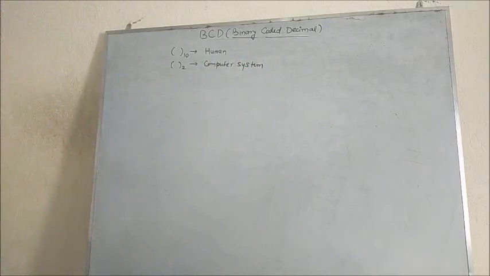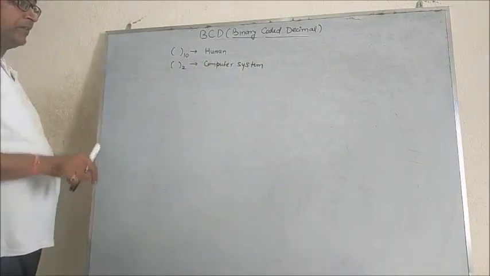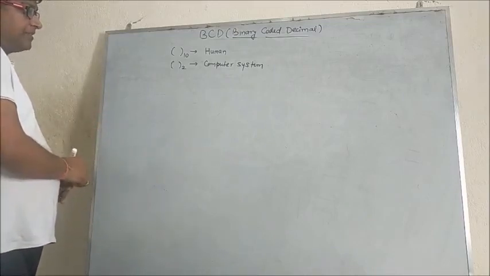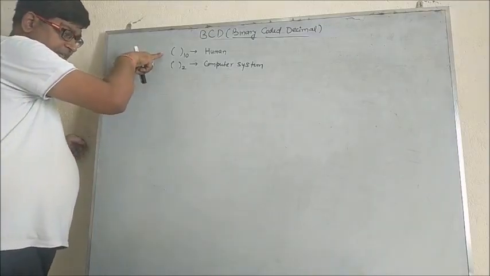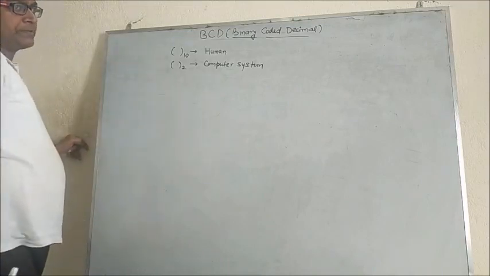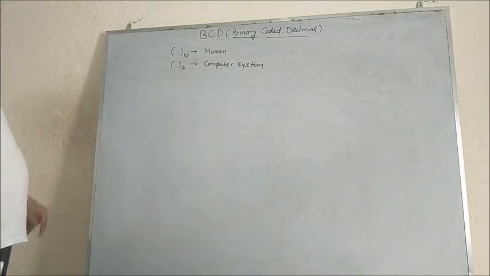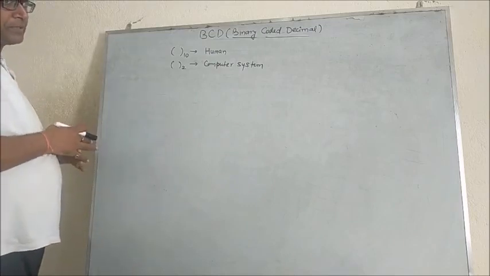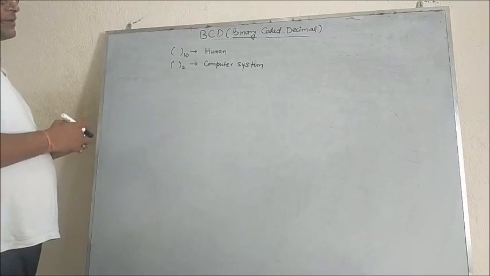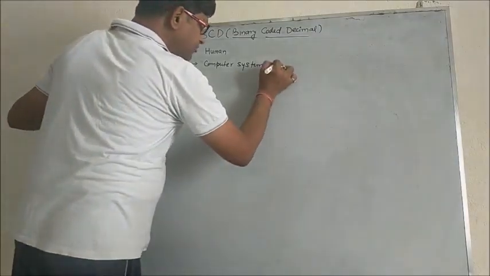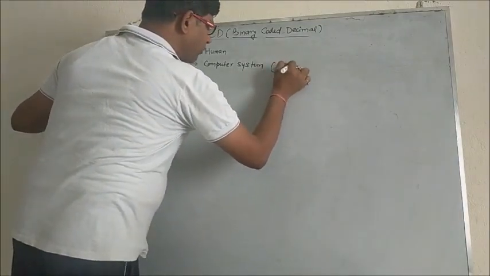So, in order to make the computer system understand the human language, the decimal number system must be converted into the binary number system, because we know that the computer system does not understand the decimal number system. So the decimal number system has to be converted into the binary number system, which understands only two values, that is 0 and 1, right?